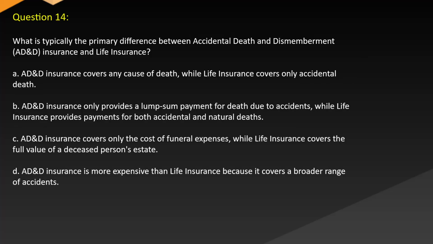Question 14. What is typically the primary difference between accidental death and dismemberment (AD&D) insurance and life insurance? A. AD&D insurance covers any cause of death, while life insurance covers only accidental death. B. AD&D insurance only provides a lump sum payment for death due to accidents, while life insurance provides payments for both accidental and natural deaths. C. AD&D insurance covers only the cost of funeral expenses, while life insurance covers the full value of a deceased person's estate. D. AD&D insurance is more expensive than life insurance because it covers a broader range of accidents.